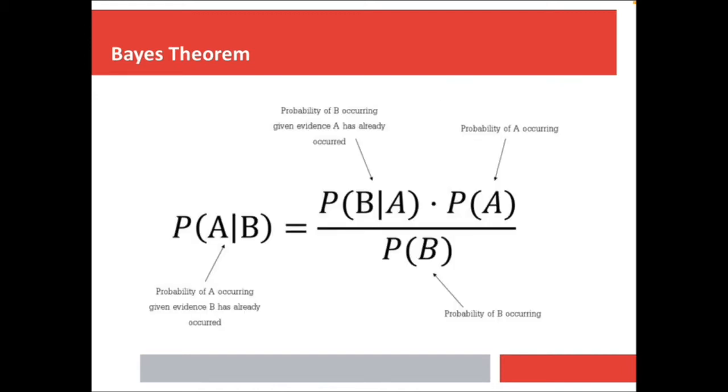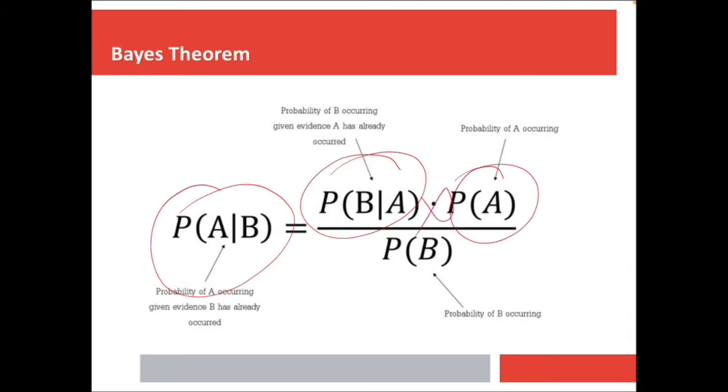Here is the picture, it will help you gain more information. P(A|B) is the probability of A occurring given evidence B has already occurred, and P(B|A) is the probability of B occurring given evidence A has already occurred. So P(A|B) equals P(B|A) multiplied by P(A) and divided by P(B). It's like that.